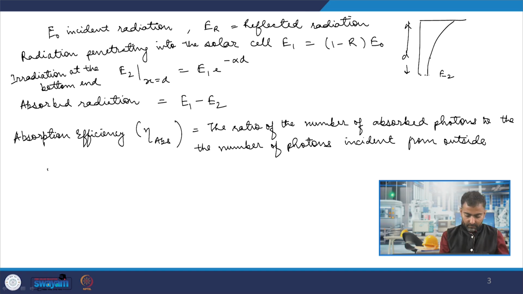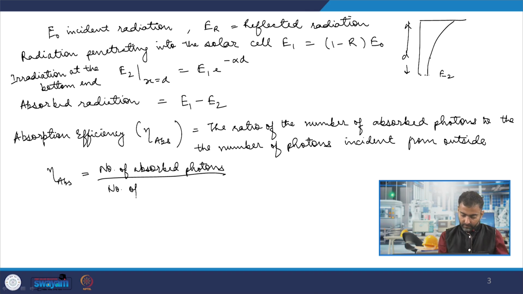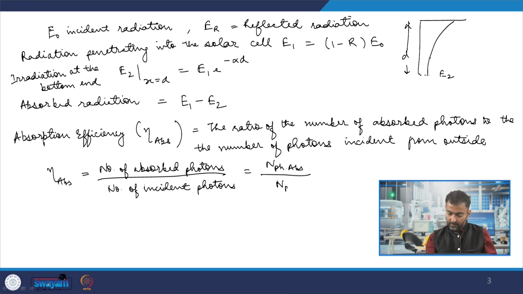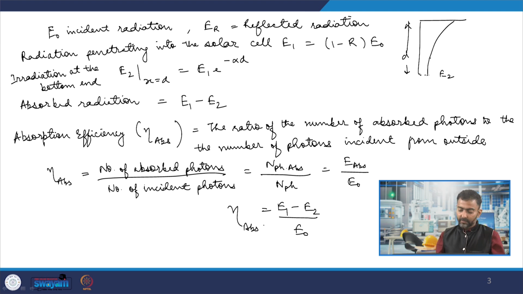So, I can write eta abs is nothing but the number of absorbed photons divided by the number of incident photons, and this I can write as, let us say, NPH ABS divided by NPH, where we understand that NPH ABS, or the number of absorbed photons, depends on the intensity of radiation which has been absorbed in the solar cell, divided by NPH, which depends on the total incident radiation intensity, or in other words we can say this is nothing but E1 minus E2 divided by E naught. So, that is my absorption efficiency.